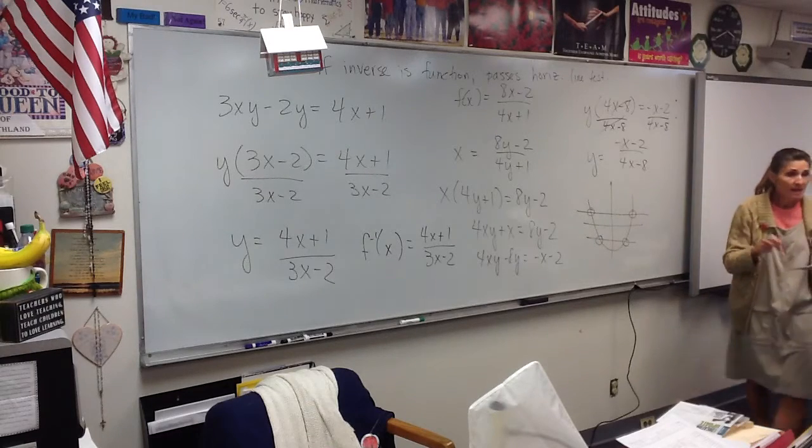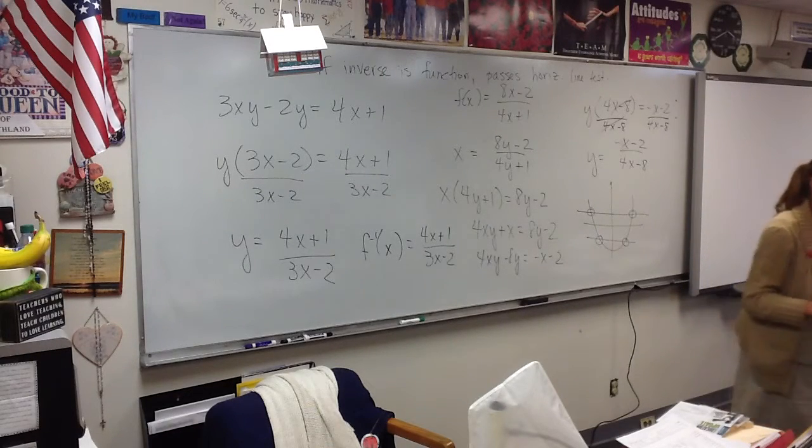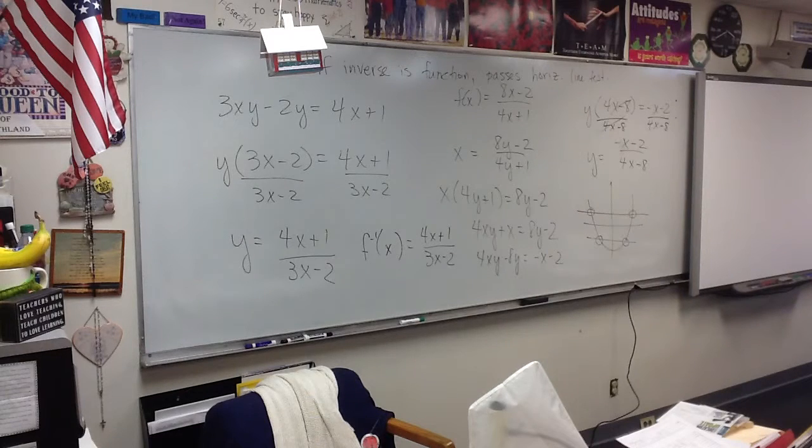So is A 1-to-1? No, because it passed vertical but failed horizontal. So it's not 1-to-1. How about letter B? No. It failed vertical but passed horizontal. What about C? Yes, it passes both tests.